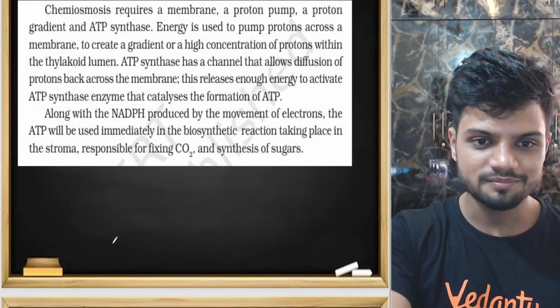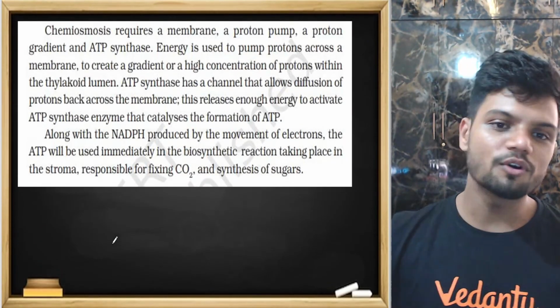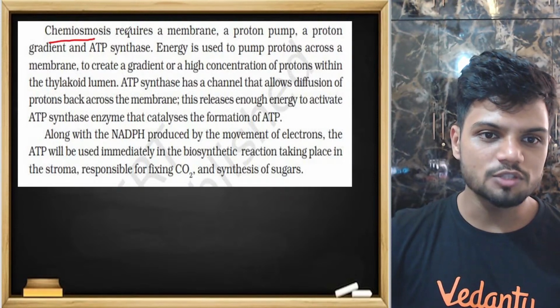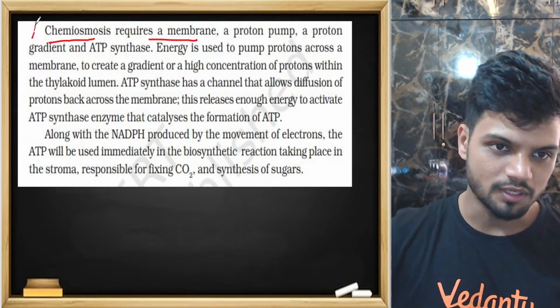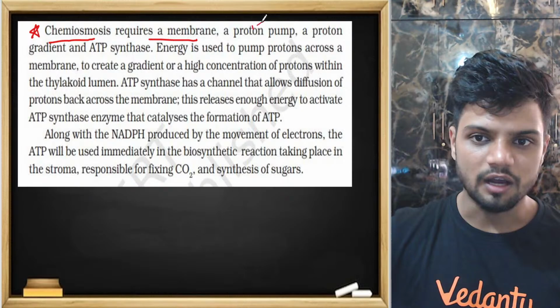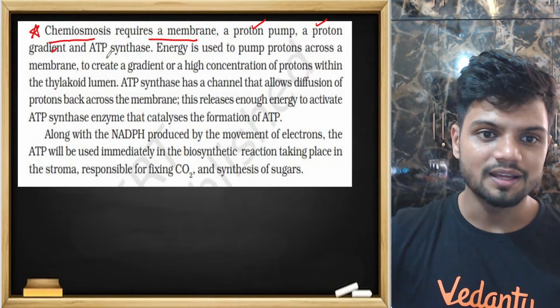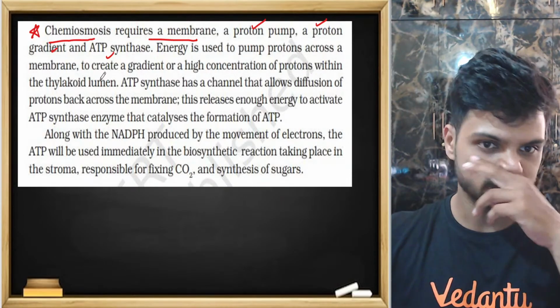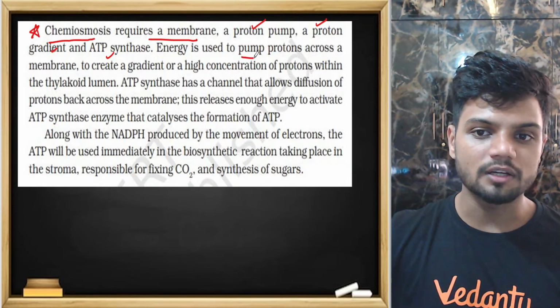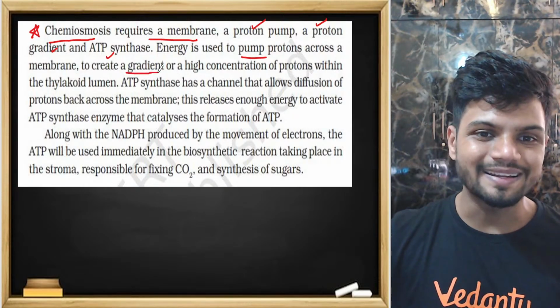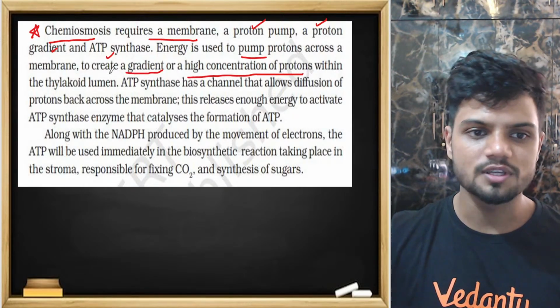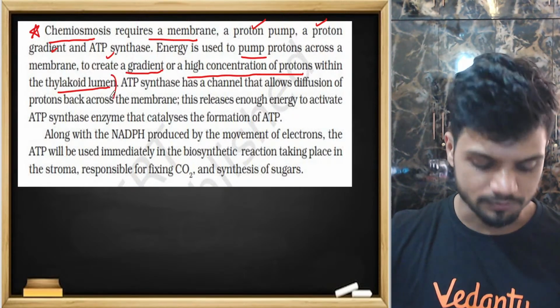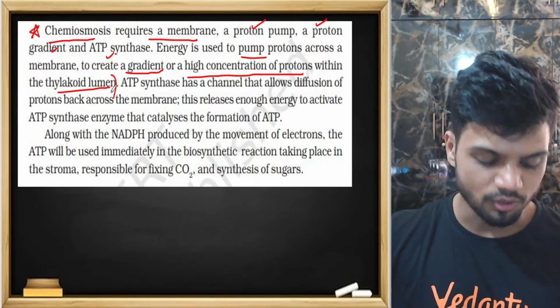So yeah. Now, chemiosmosis requires a membrane. I told you all these requirements. It needs a membrane, a proton pump, a proton gradient, and ATP synthase. Four main requirements. Energy is used to pump the protons across the membrane to create a gradient, a high concentration of protons within the lumen. All of you know this already.